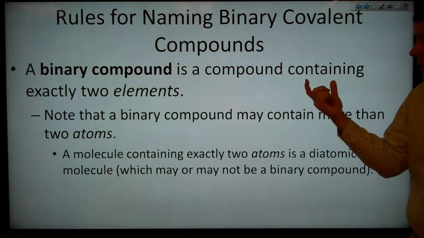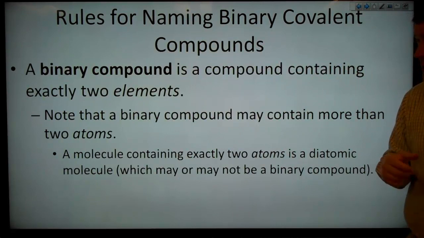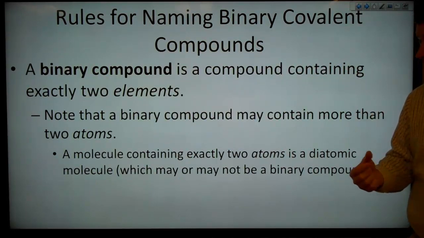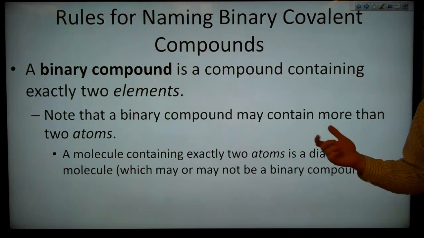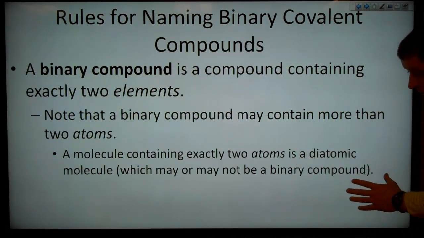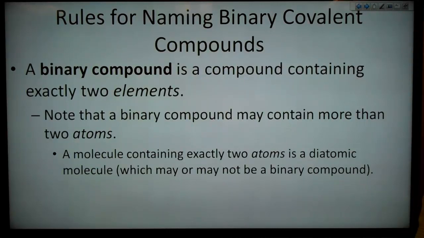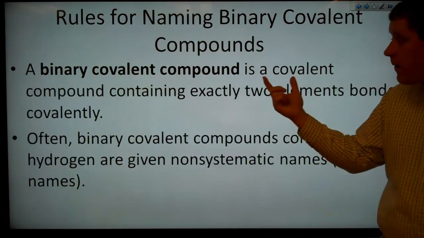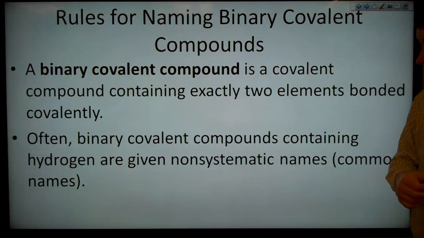Now, a binary compound is a compound containing exactly 2 elements, or exactly 2 particles. Note that a binary compound may contain more than 2 atoms of those 2 elements. A molecule containing exactly 2 atoms is a diatomic molecule, which may or may not be a diatomic compound. A binary compound.